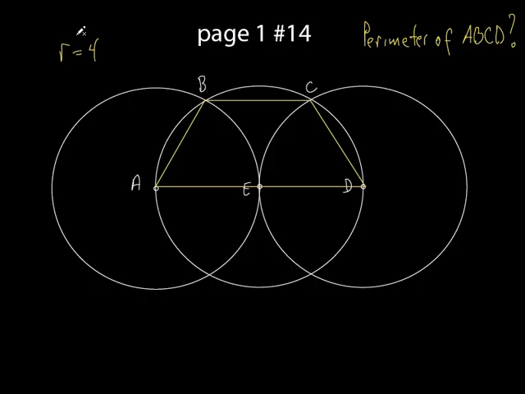Remember, the key right here is that the radius of the circle is 4. So let's take a look at one of the sides. Look at AB. Well, AB is actually the radius of this circle A.